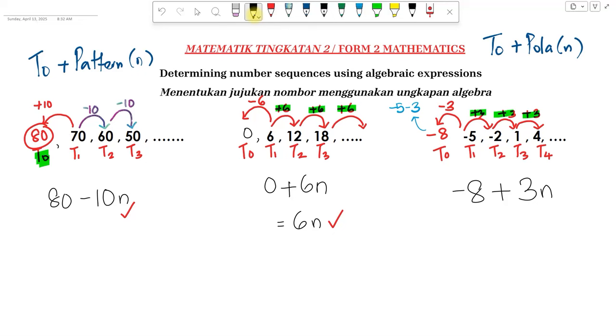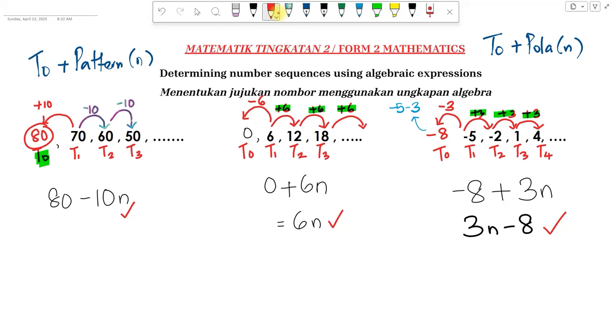Okay. So now we always start our terms, our expression with a positive term. So ini negatif 8. Negative 8. This is positive 3n. So we always start with a positive term. So positive 3n tu letak depan, and then the tolak 8 tu letak kat belakang. Like this. So this is our formula. That's it. This is how you determine algebraic expressions for number sequences.